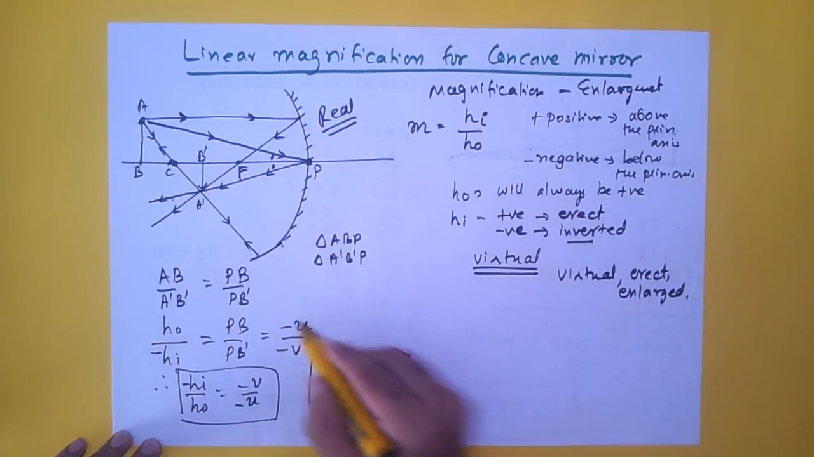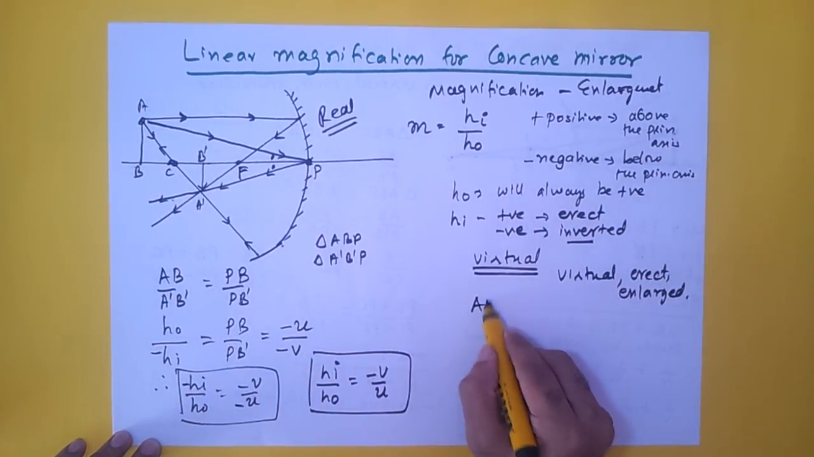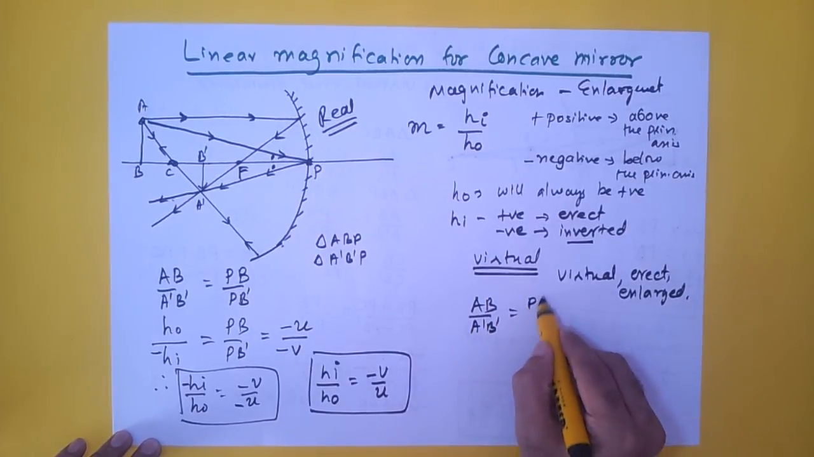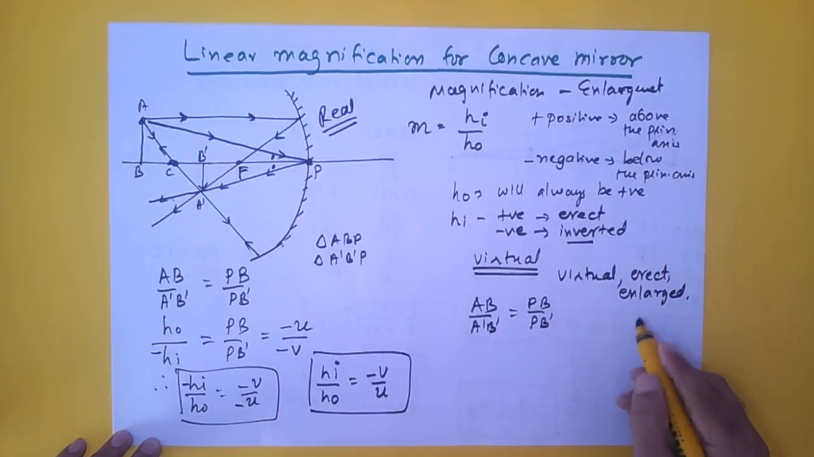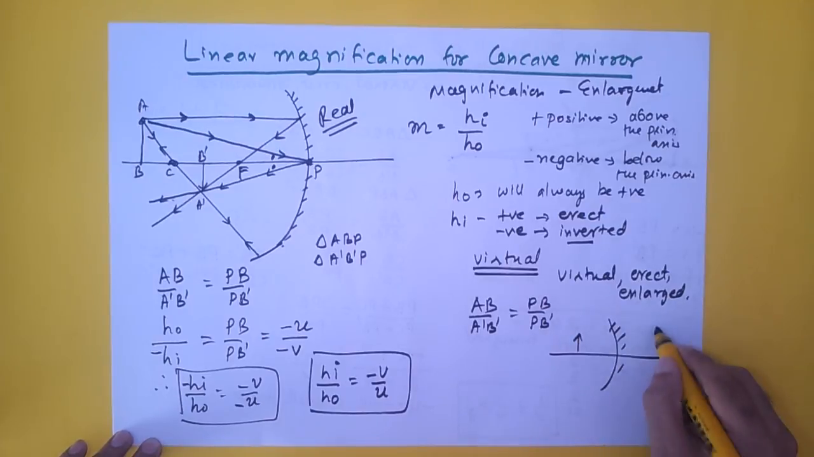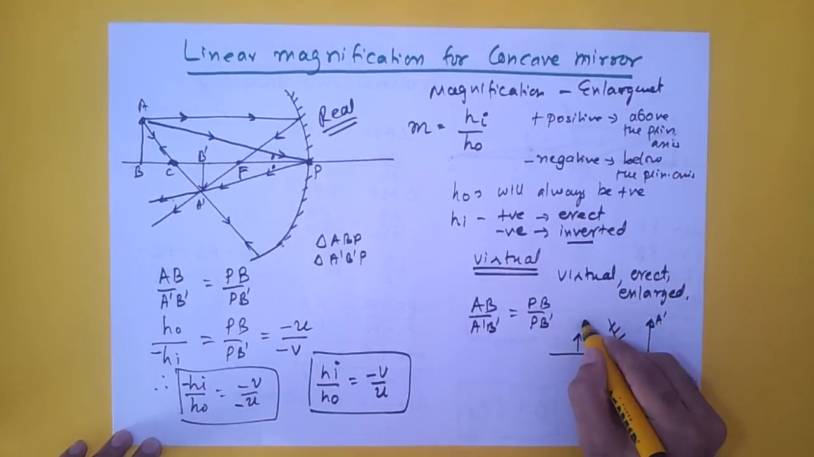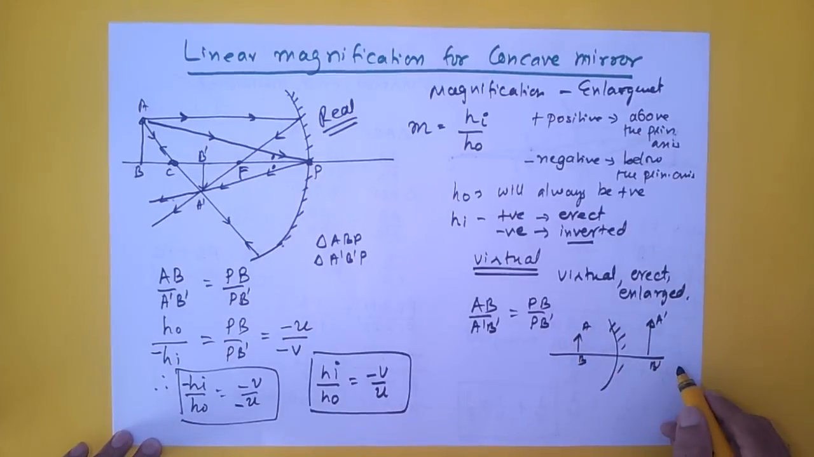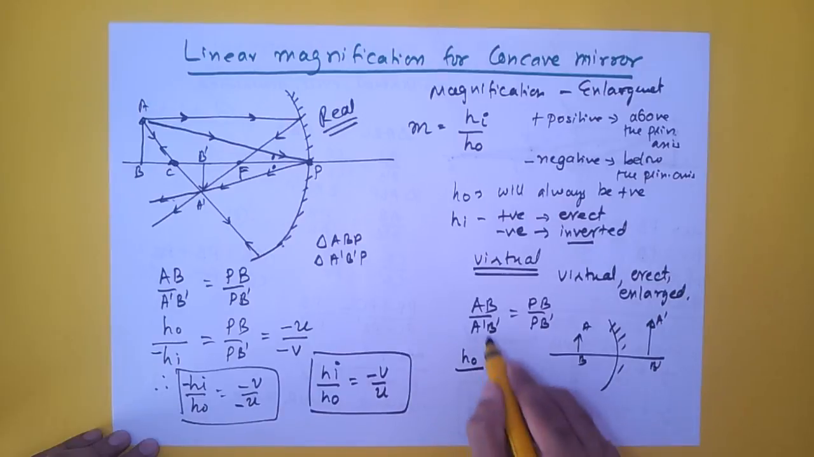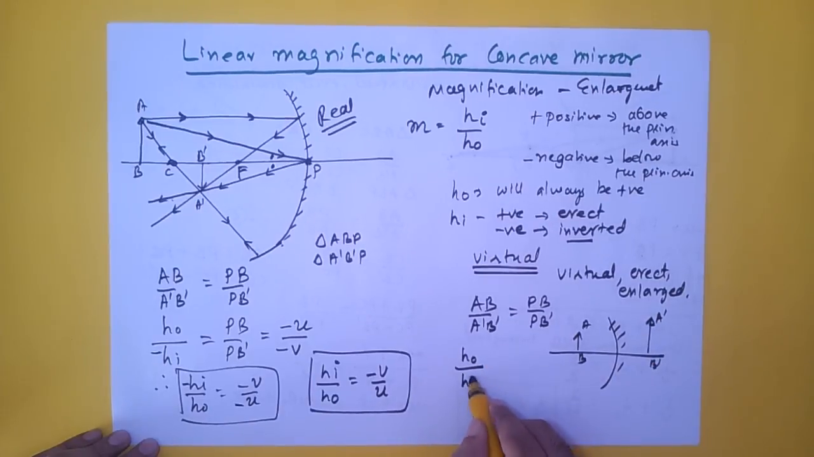So accordingly this equation will change if I use AB upon A dash B dash is equal to PB upon PB dash. In this case, when we have virtual image, we'll have this mirror like this. The object will be over here and the image is over here. This is A dash B dash and this is AB. So AB will be HO. A dash B dash will be positive HI because it is above the principal axis.